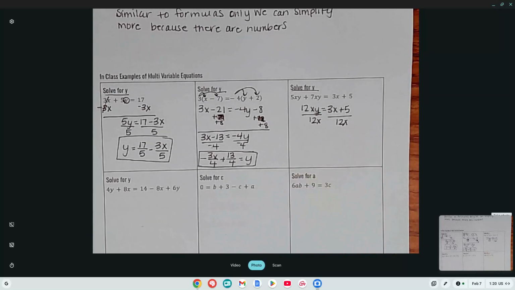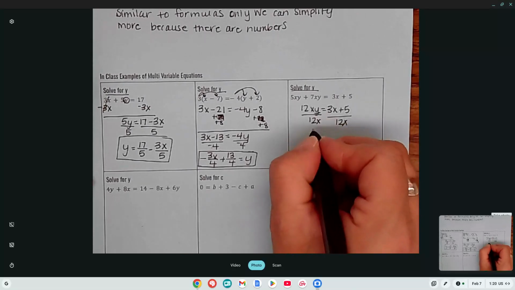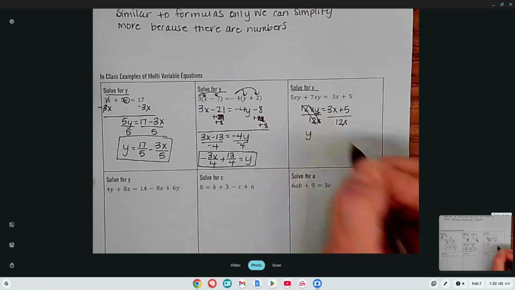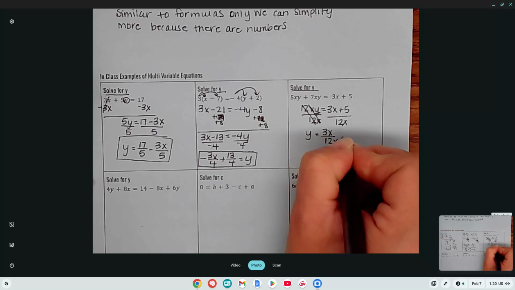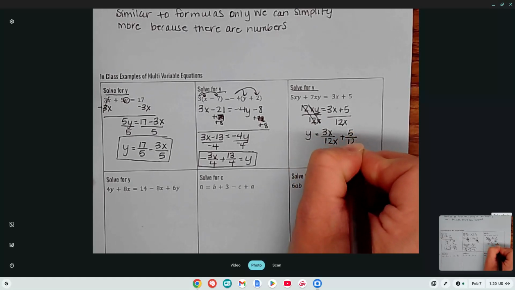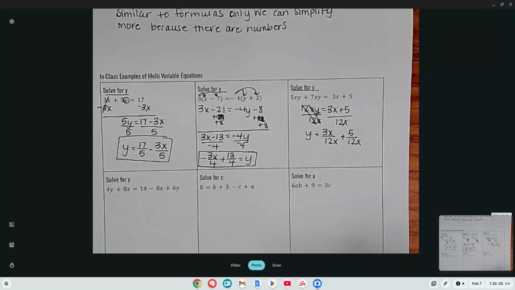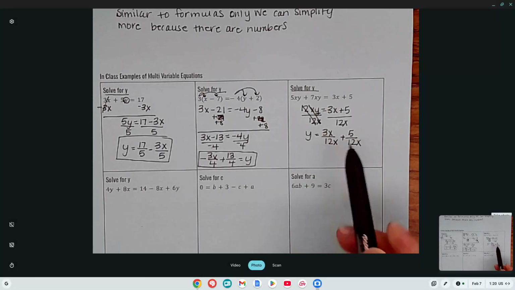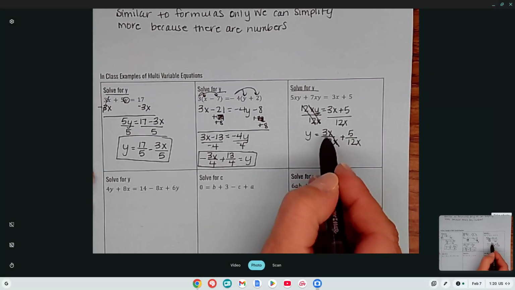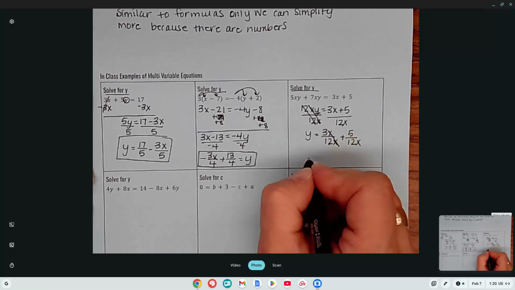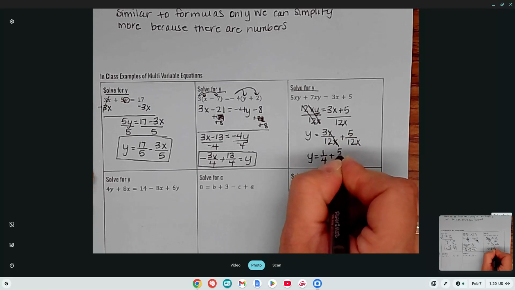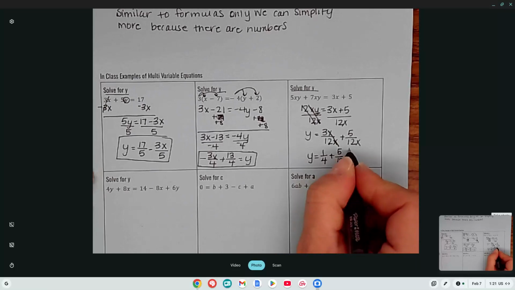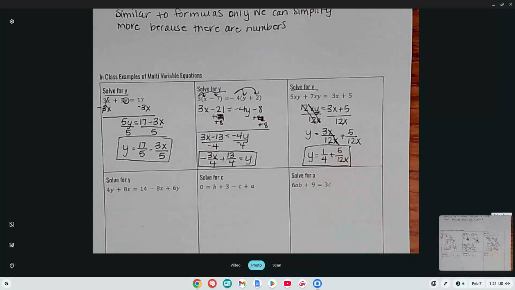Okay. All right, so what happens here? I'm left with y on this side because the 12 and then the x, right? And then I have 3x over 12x and 5 over 12x, right? I can reduce this fraction, right? Look at x's are gone. 3 over 12 is 1/4, or 0.25. And then this one, I can't really simplify it any further, so I'm just going to leave it. Okay, so there are the first three.